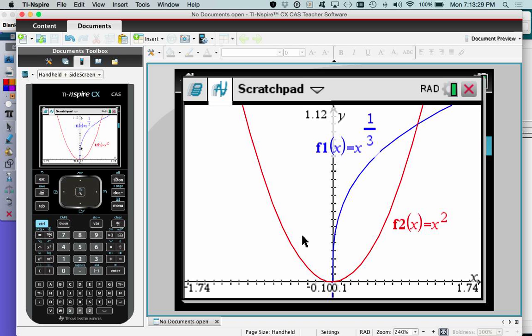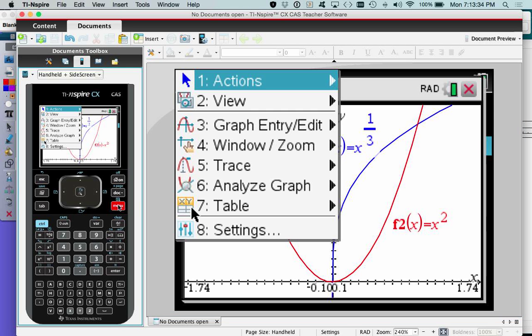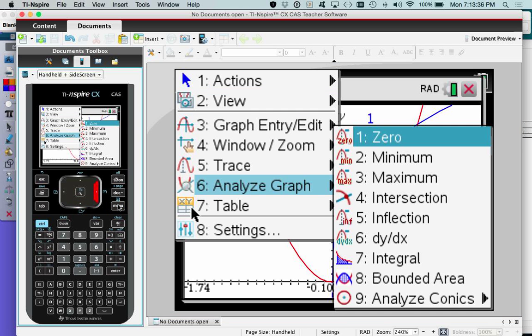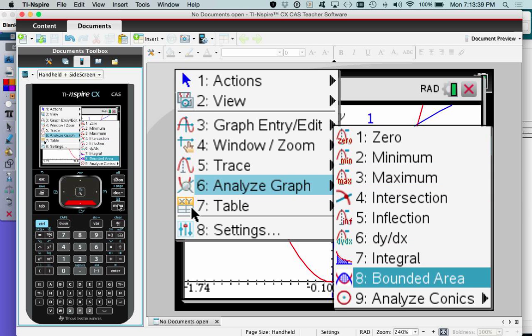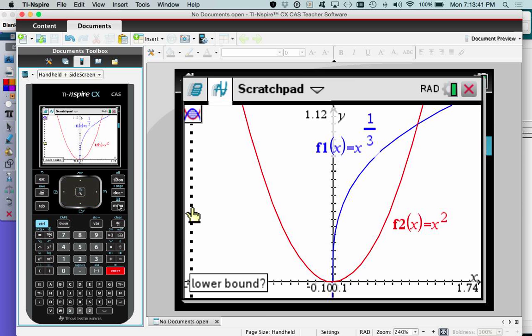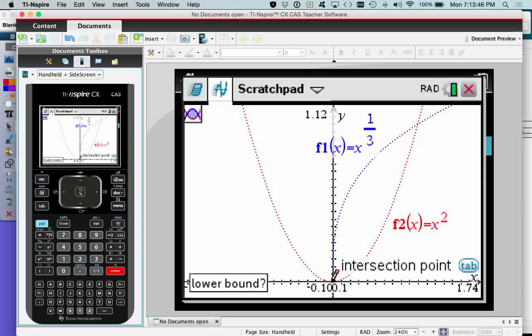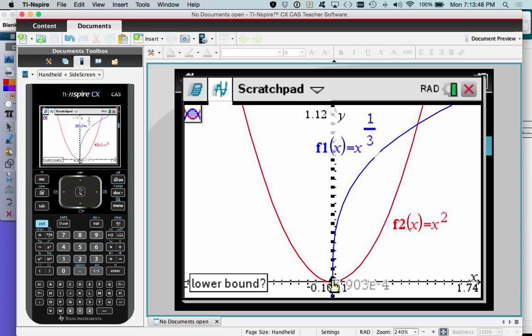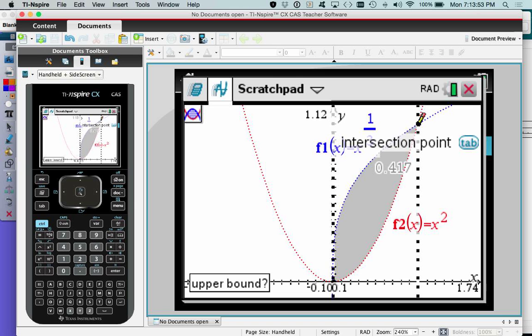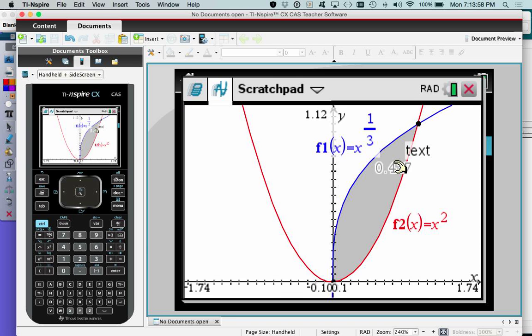So if I want to test this on the calculator, if I want to check my answer, I can do this by going into the menu, analyzing the graph, and what I want to find is a bounded area. So I bring this bounded area function up, and it's asking me for a lower bound. Well, my lower bound is this point of intersection right here at 0. So I'll click that. Now it's asking me for an upper bound. My upper bound is this point of intersection up here. I'll click that. And I see that my answer is decimal 417. So the calculator is telling me that this area is decimal 417.